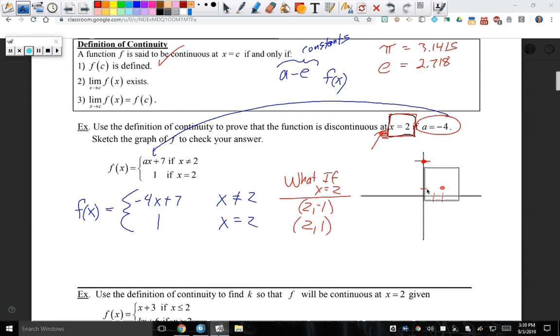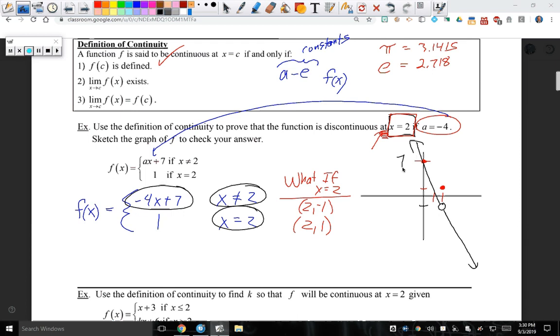So at (2, 1), I'm going to be existing. And at (2, -1), I'm going to be open because of the domains that I see here. Okay, now let's keep going. Negative 4x plus 7 tells me that this is what the graph is going to look like. Go with me? You see how I built that? And then the other one, it's just that red dot sitting all by itself because it's just at x equals 2. There's no interval here. Does that make sense?